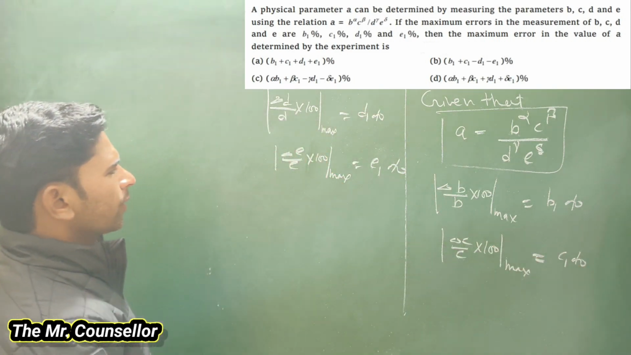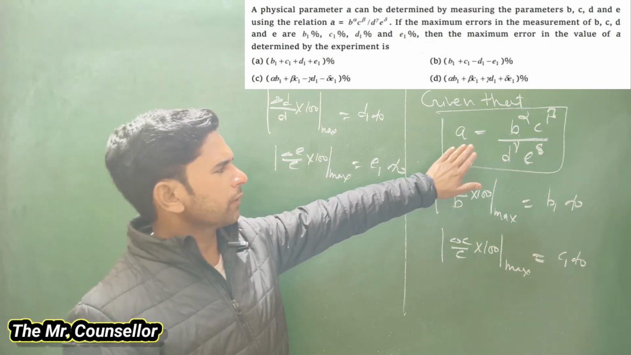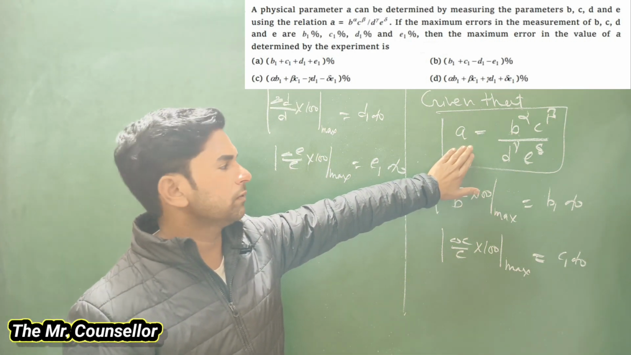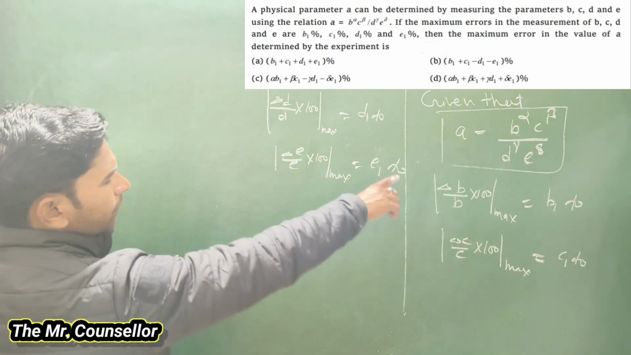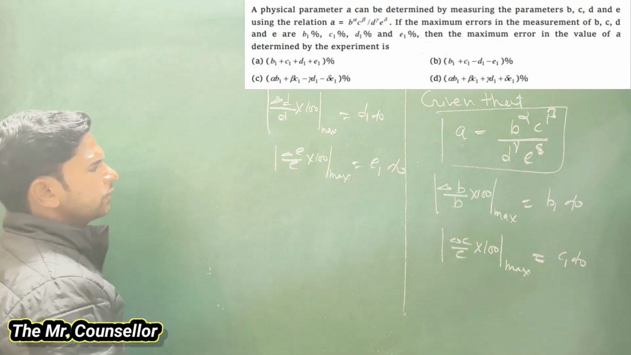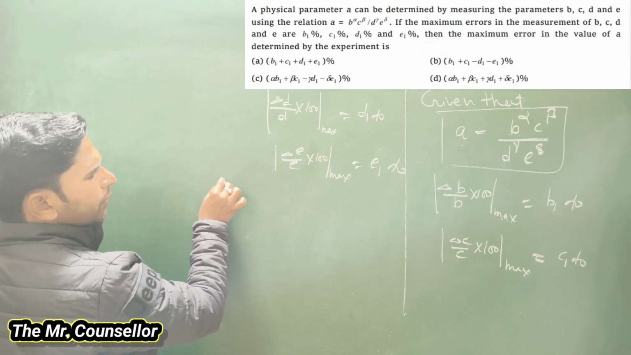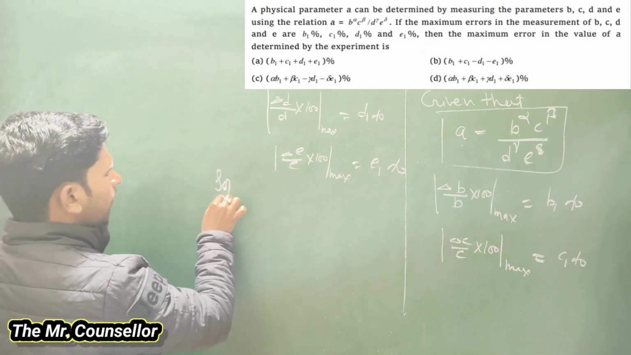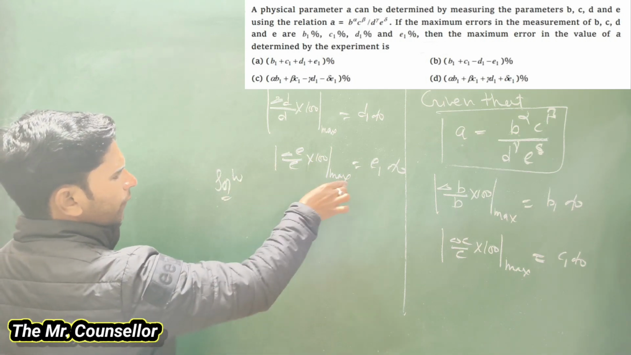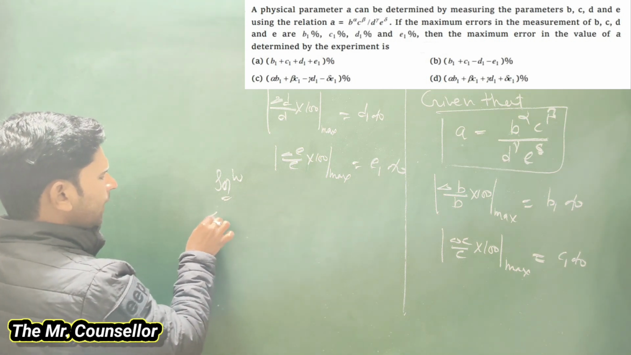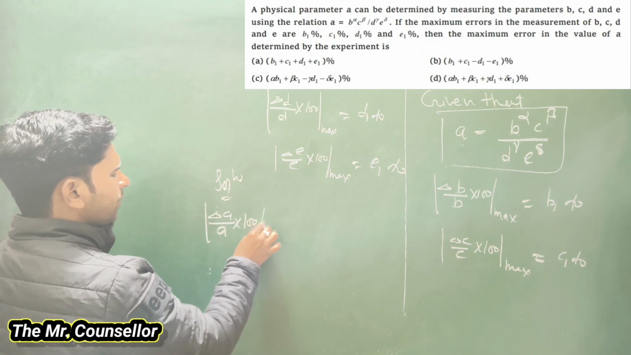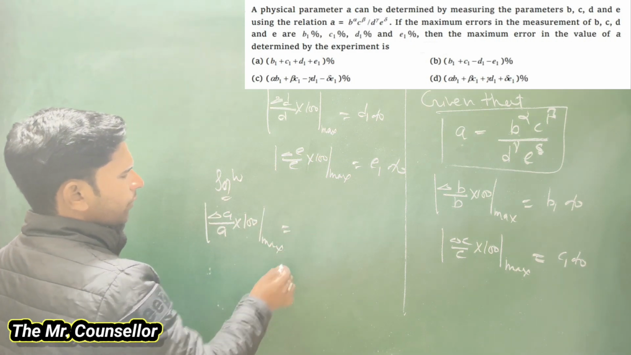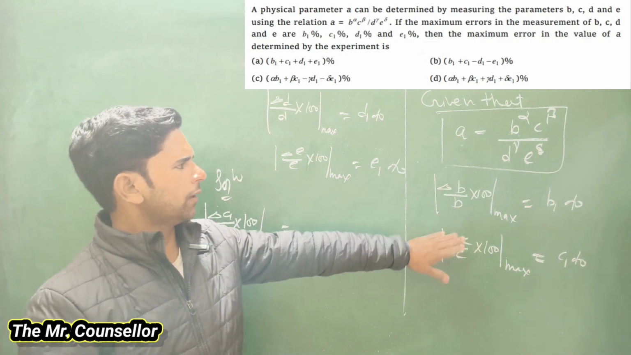After this, we are going to measure the maximum percentage error in A. So first we need to arrange this relation. How can we arrange it? Therefore we can write here the percentage error in A, so del A over A, the maximum percentage error, like this. So we can write down all these things.